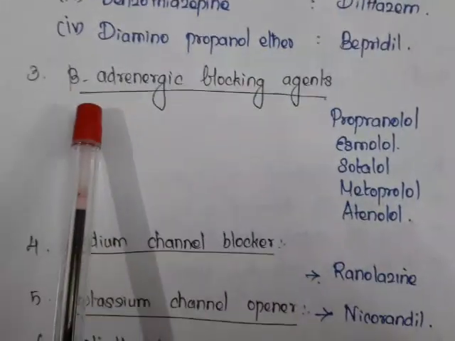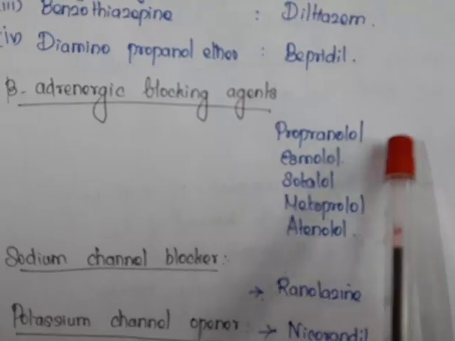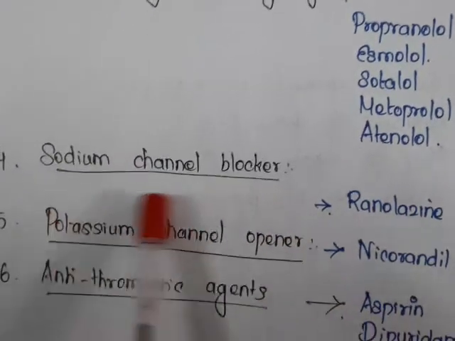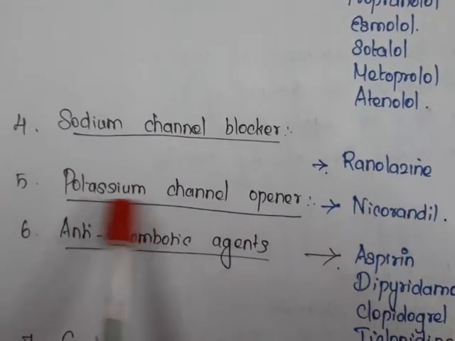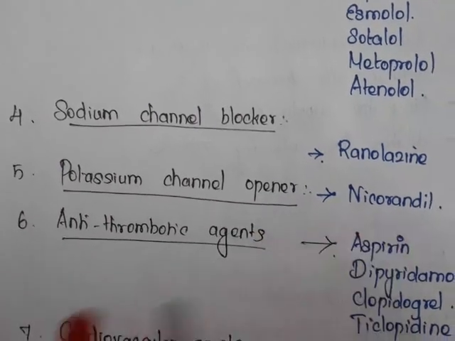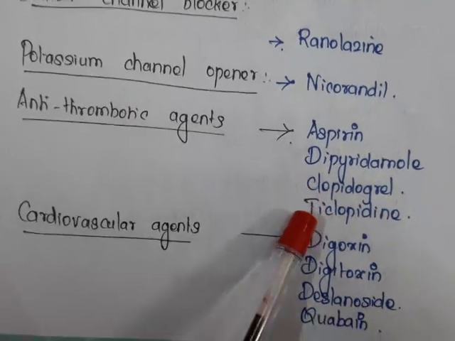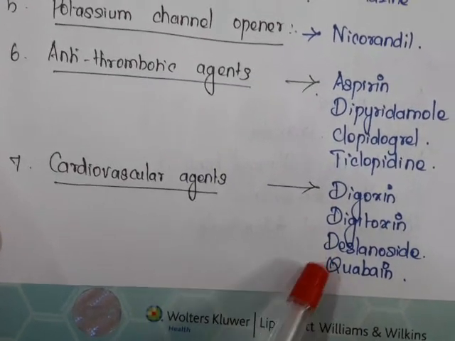We will see the third type, beta adrenergic blocking agents. Examples are propranolol, esmolol, sotalol, metoprolol and atenolol. Under sodium channel blocker, only one drug, called ranolazine. Under potassium channel opener, nicorandil. Under antithrombotic agents, aspirin, dipyridamole, clopidogrel and ticlopidine. The last type is cardiovascular agents. Under that, digoxin, digitoxin, deslanoside and ouabain.